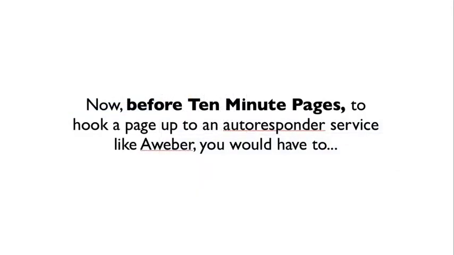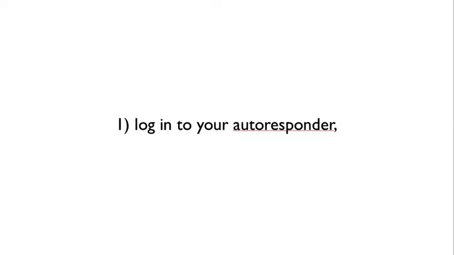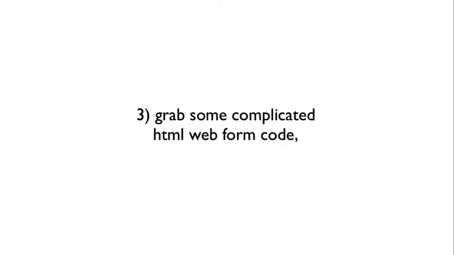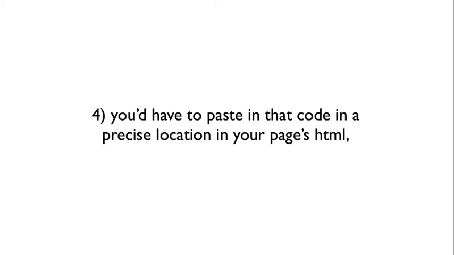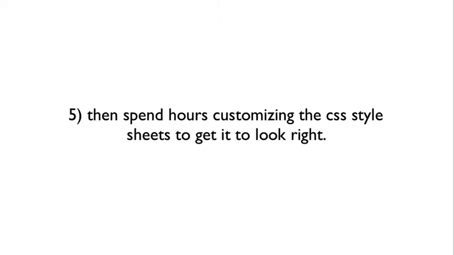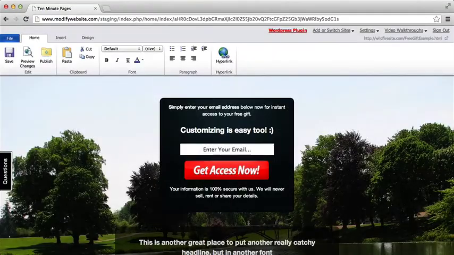Now before 10-minute pages, to hook up a page to an autoresponder service like Aweber, you'd have to, number 1, log into your autoresponder service. Number 2, set up a list. Number 3, grab some complicated HTML web form code. Number 4, you'd have to paste in that code in a precise location in your page's HTML. Number 5, you'd have to then spend hours customizing the CSS style sheets just to get it to look right. An incredibly frustrating task. Now with 10-minute pages, we don't believe in code.